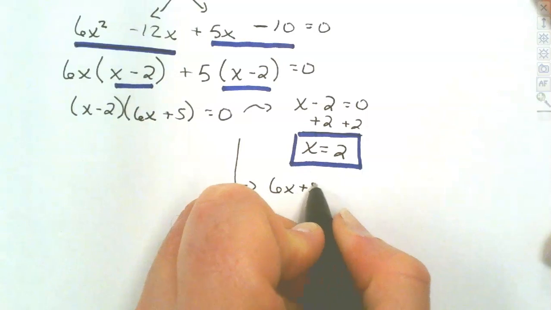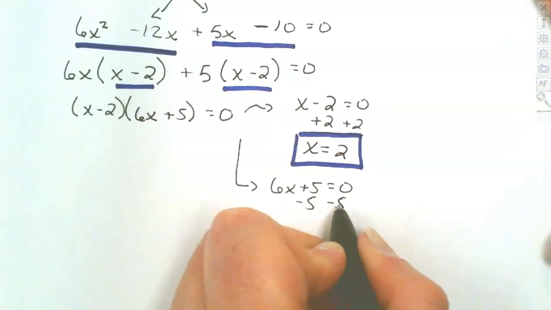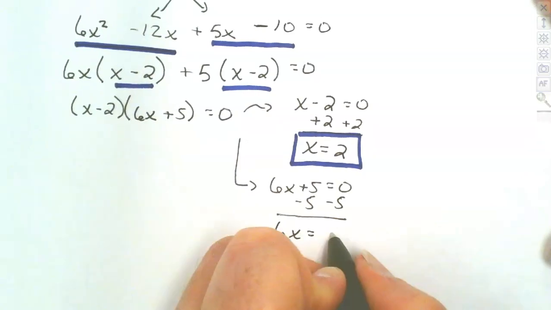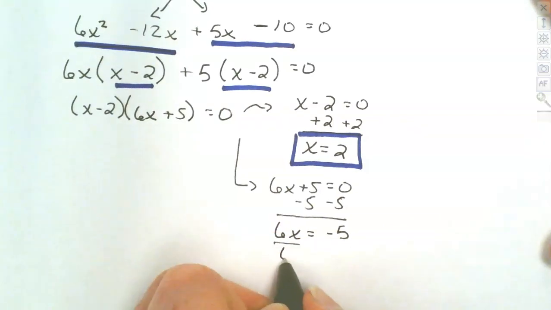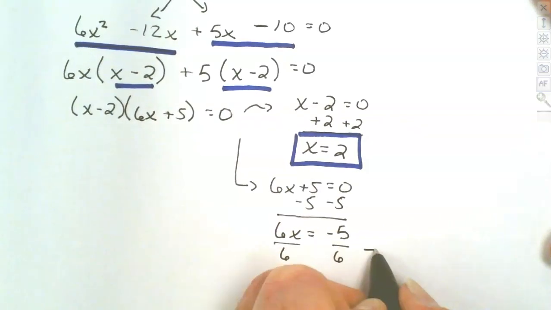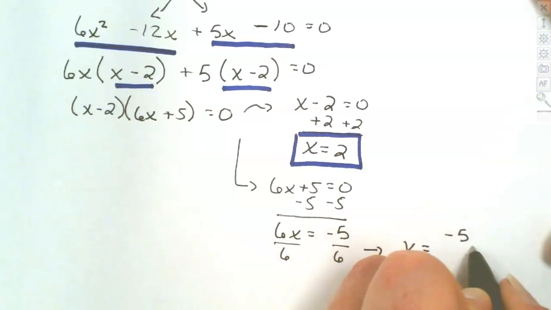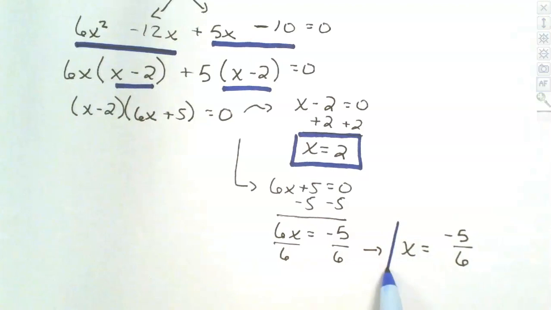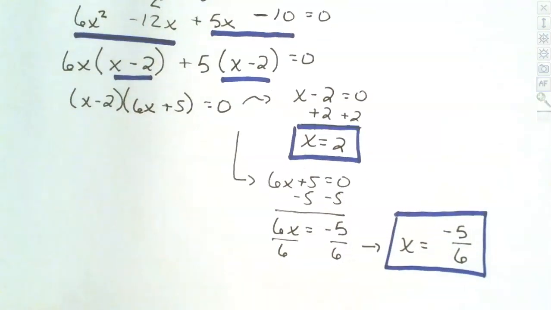The other equation, 6x plus 5 equals 0. We're going to move that 5 over with subtraction. So 6x equals a negative 5. We'll divide by our 6 here. And that reduces down then into negative 5 over what? Over 6, isn't it? So there's our two solutions. We've got 2, and we've got negative 5/6.